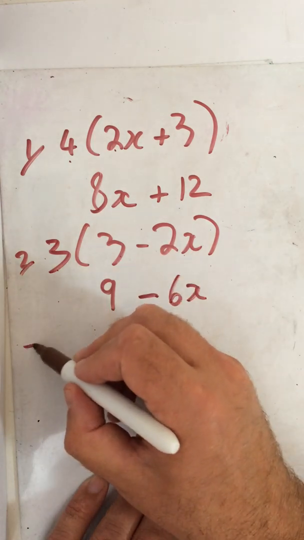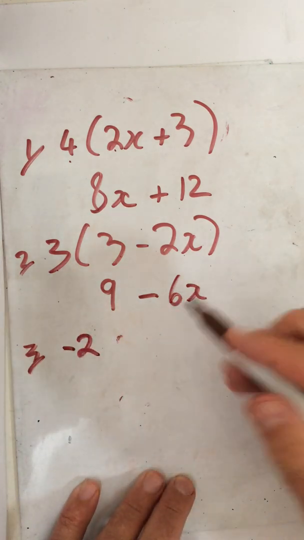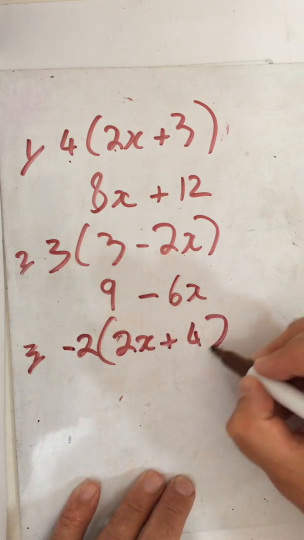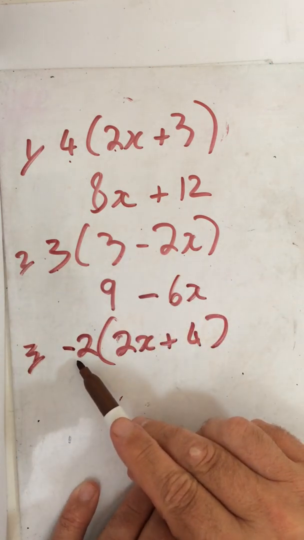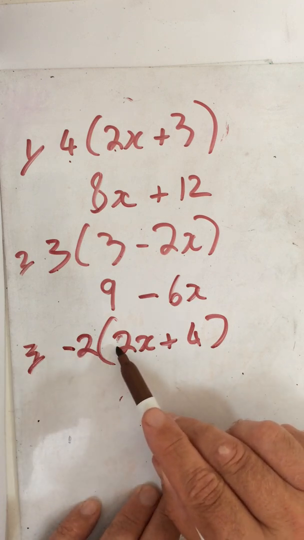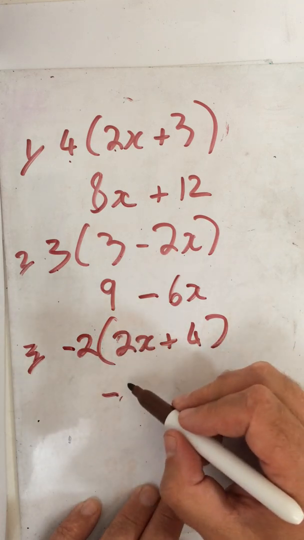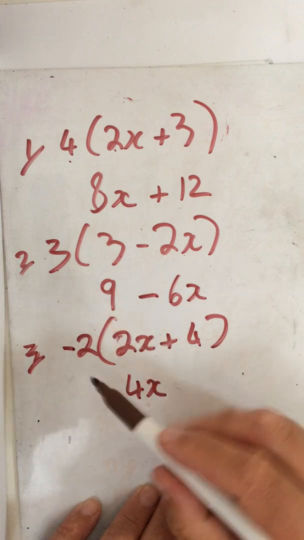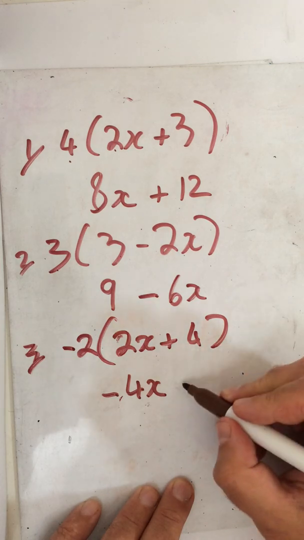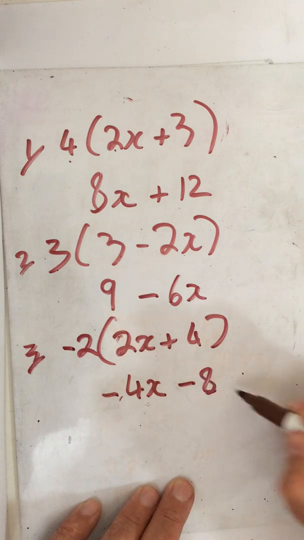Okay. Question 3, minus 2 outside the bracket, 2x plus 4. So I'm going to do minus 2 times 2x, so a negative times a positive will give me a negative number. 2 times 2x is 4x. And then a negative times a positive will give me a negative number, so it will be minus 8.